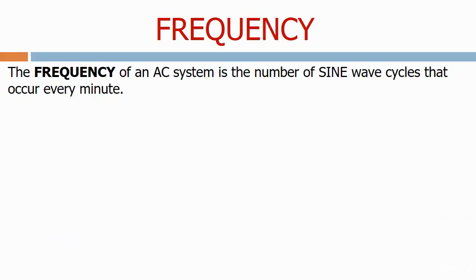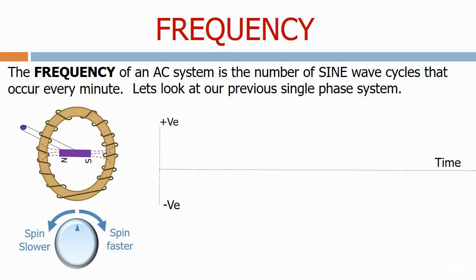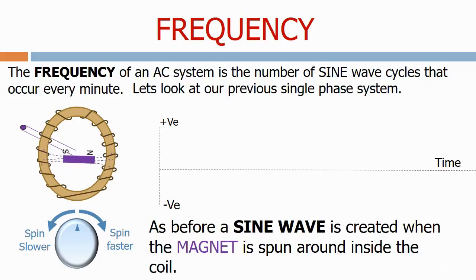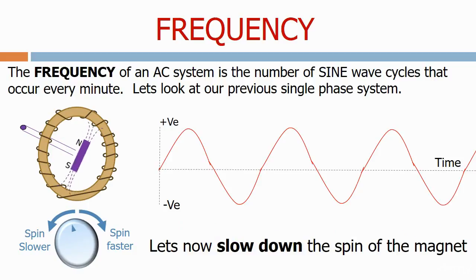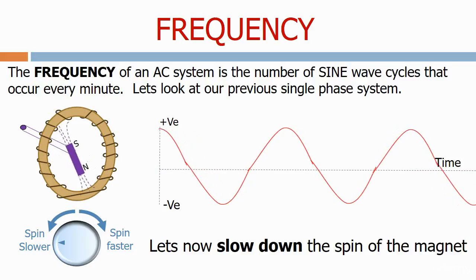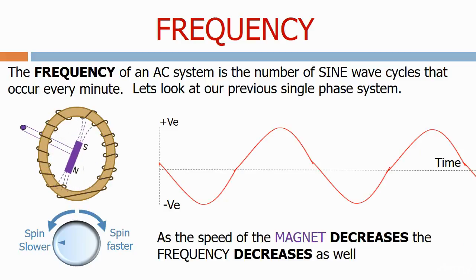The frequency of an AC system is the number of sine wave cycles that occur every second. Let's look at our previous single-phase system. Here we have a magnet inside a coil as before. As before, a sine wave is created when the magnet is spun around inside the coil. Let's now slow down the spin of the magnet. As we can see, the sine wave starts to spread out. As the speed of the magnet decreases, the frequency decreases as well.